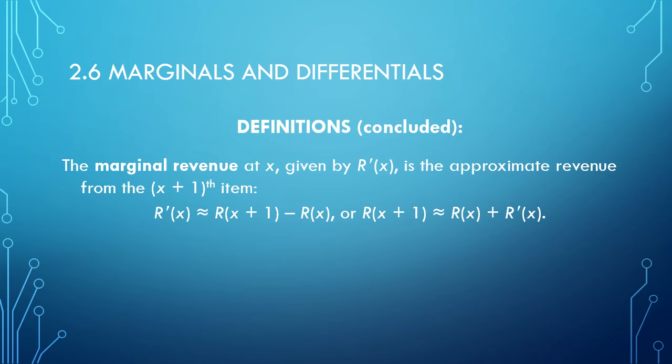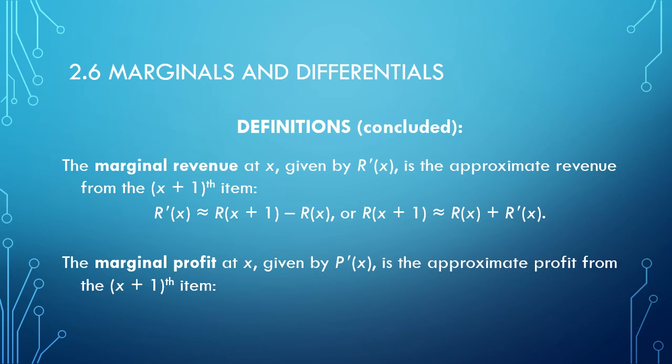Another way of thinking about this, and this works with the cost and the profit too, the derivative of revenue at 100 is about equal to the revenue that 101 items brings in minus the revenue of 100. Or the revenue of 101 items is about the revenue from 100 plus the derivative of the revenue at 100.